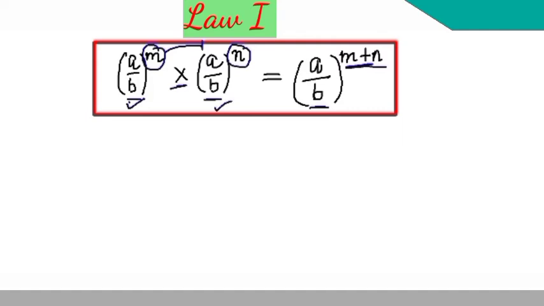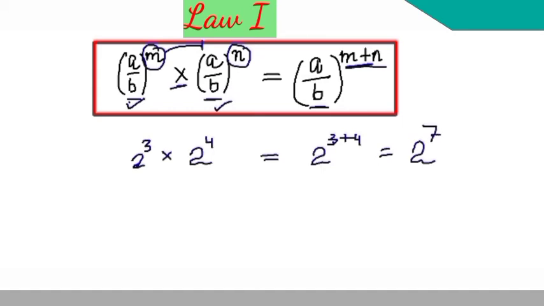For example, we have a number 2 raised to the power 3 multiply by 2 raised to the power 4. Base is 2 in both the numbers. So we will write it once and we are multiplying them now. So power will be added. That means it will be equals to 3 plus 4. It means it will be 2 raised to the power 7.